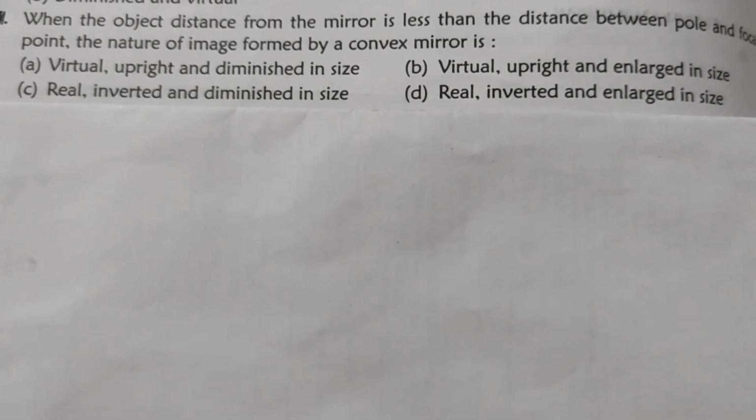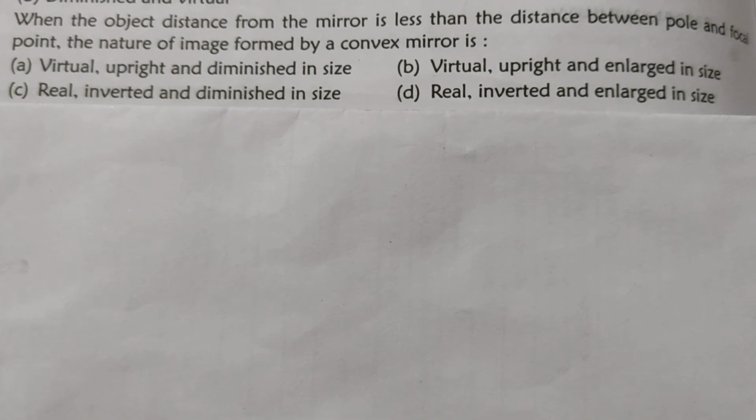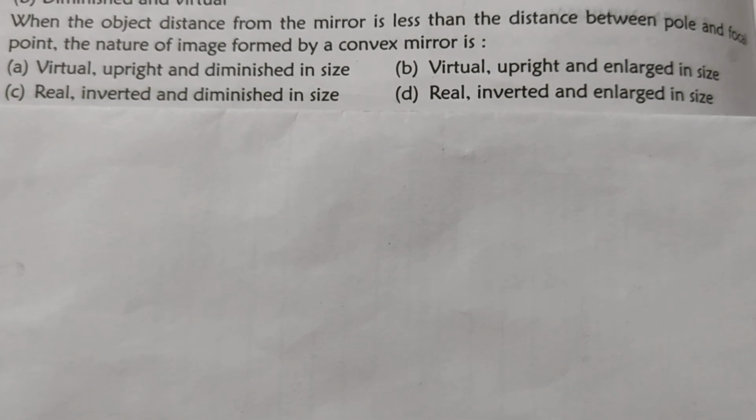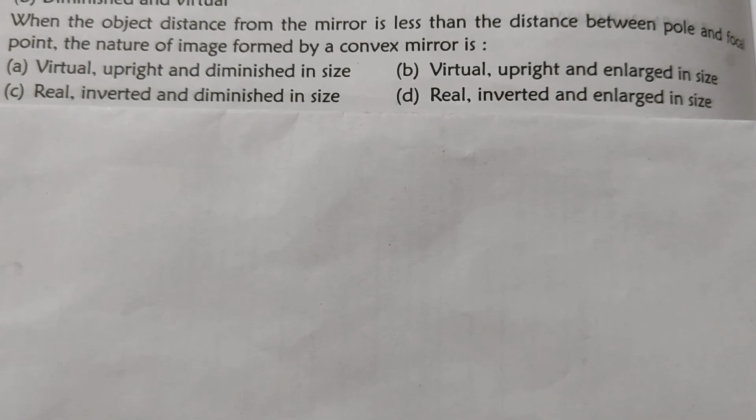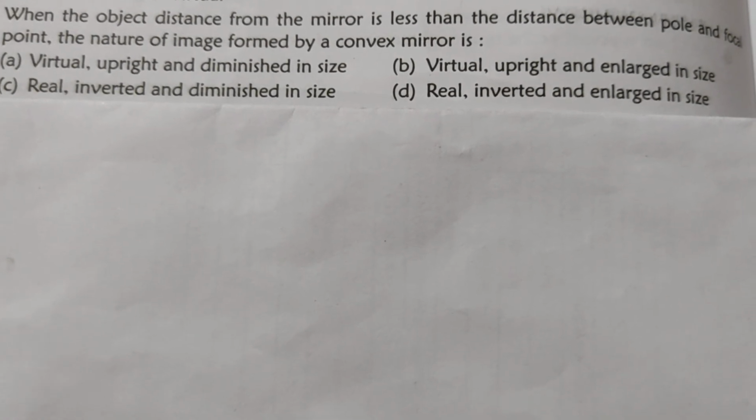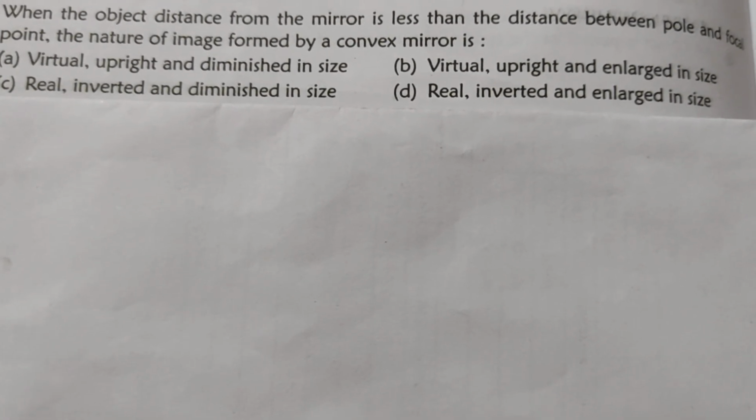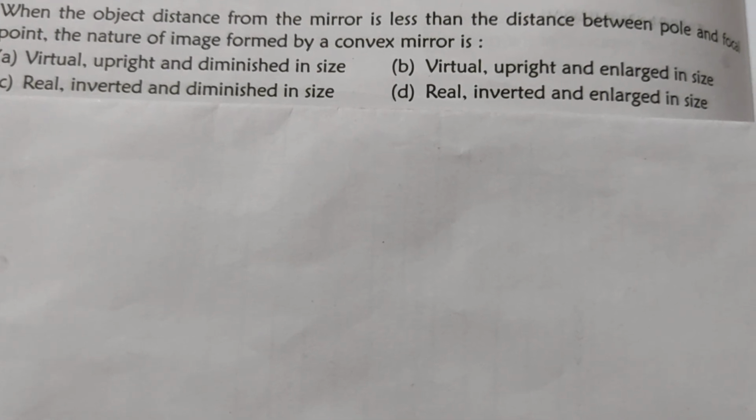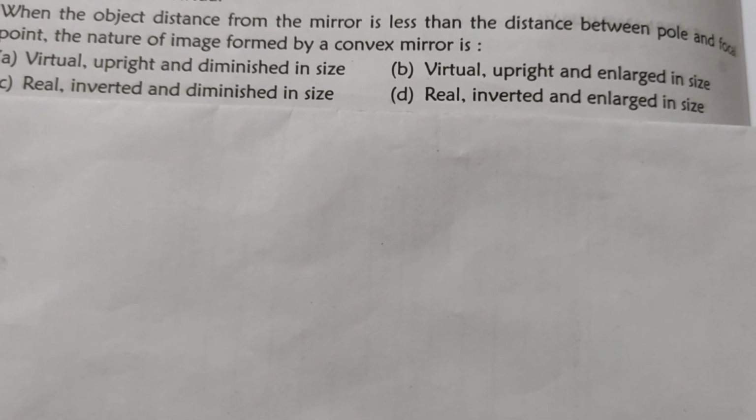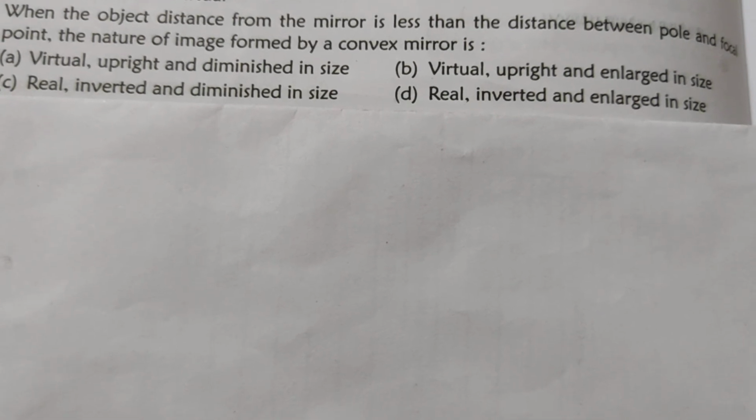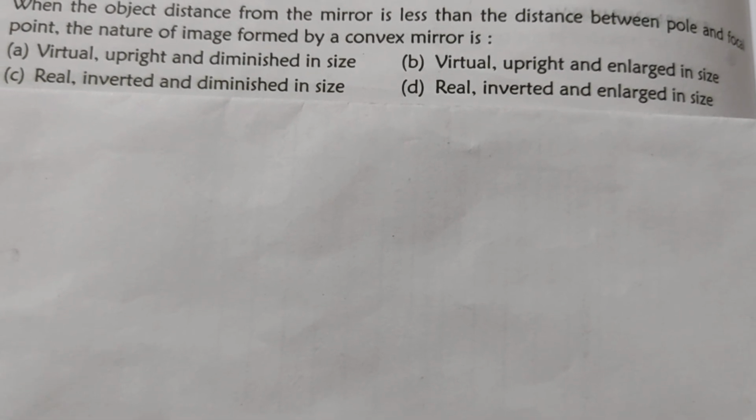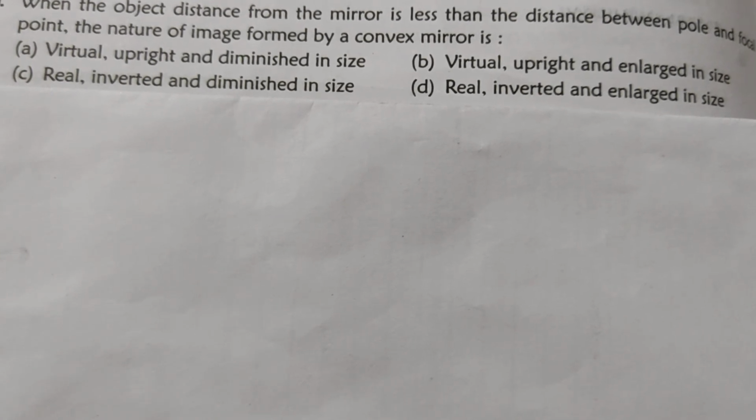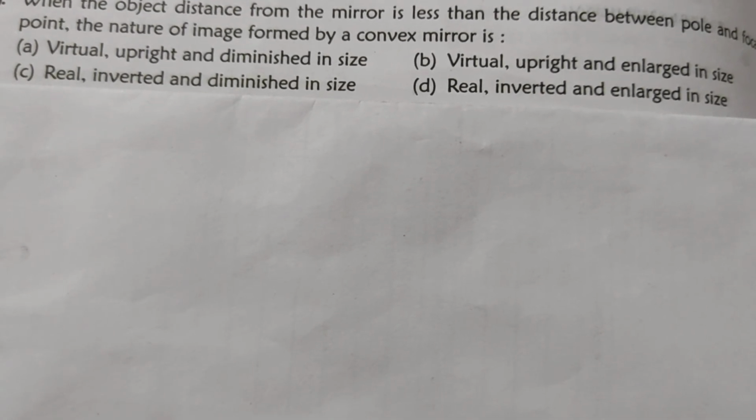Now the next MCQ is, when the object distance from the mirror is less than the distance between pole and focus point, the nature of the image formed by a convex mirror is. We have recently discussed this, and you should already know it, that the image formed will be virtual, erect and diminished in size. So virtual, upright and diminished in size, it means option A.